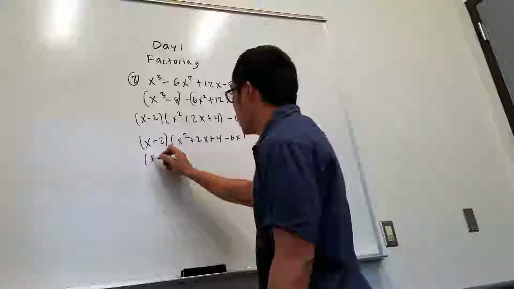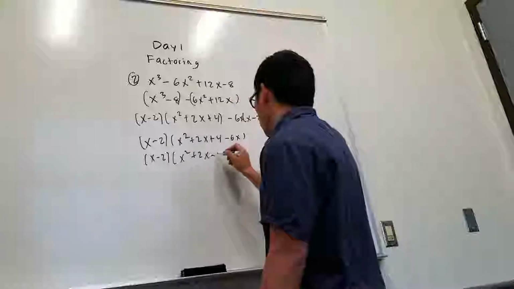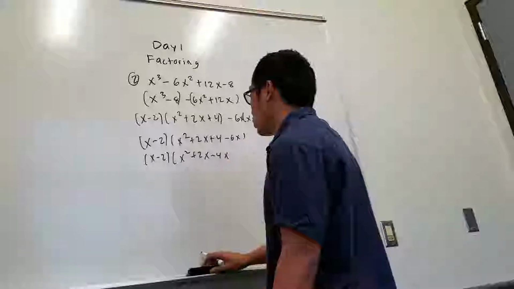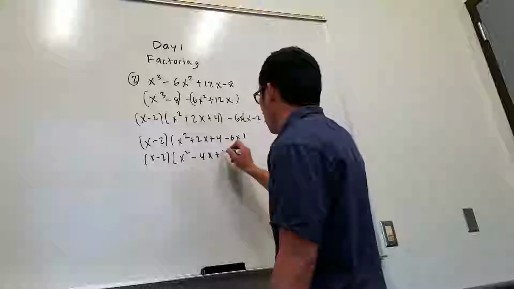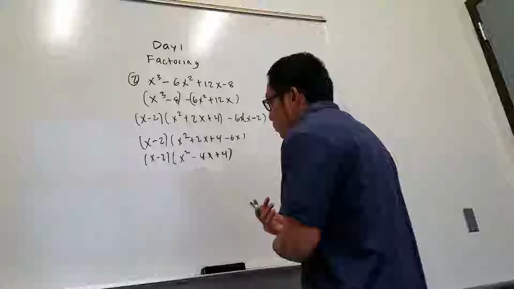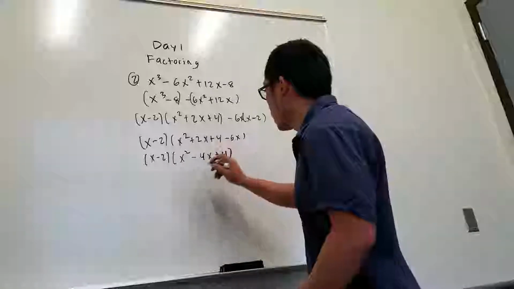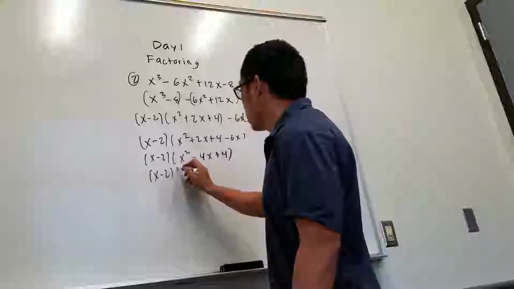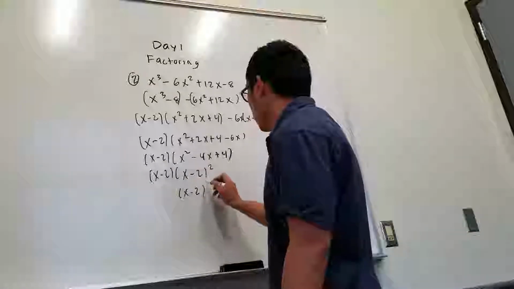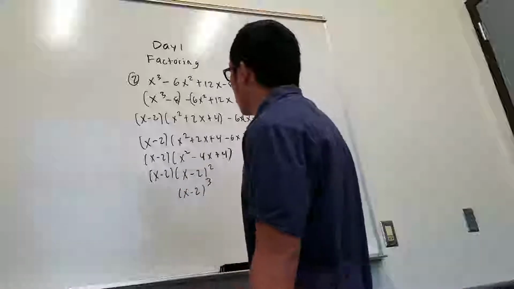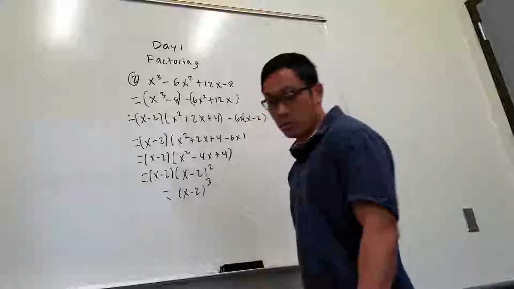Now we just got to combine like terms. You have x squared plus 2x minus 6x plus 4, which is x squared minus 4x plus 4. Okay, now, as you notice, here it's a perfect square, right? This is x minus 2 squared, and then you combine them, this is the x minus 2 cubed. That's it.